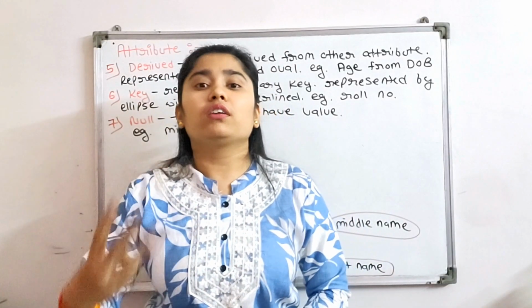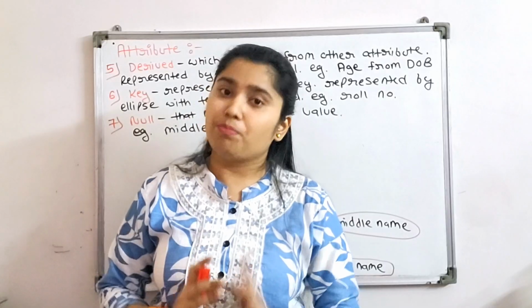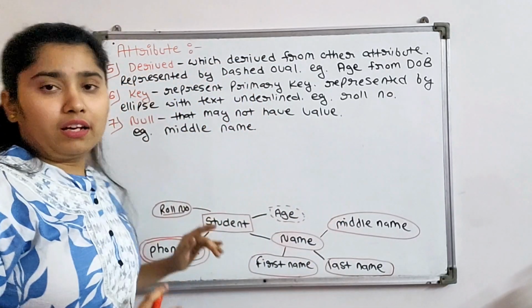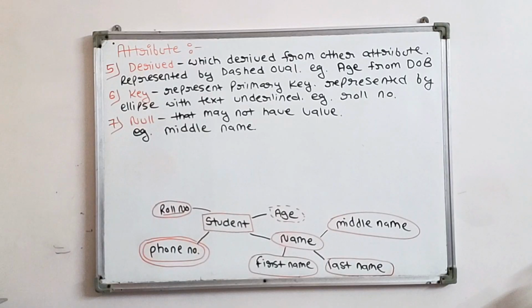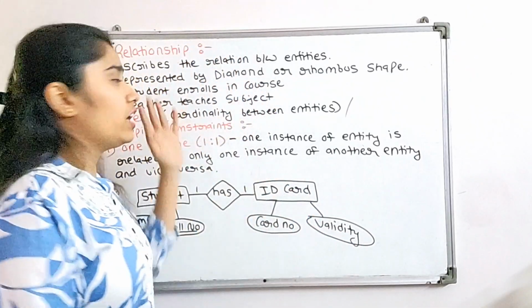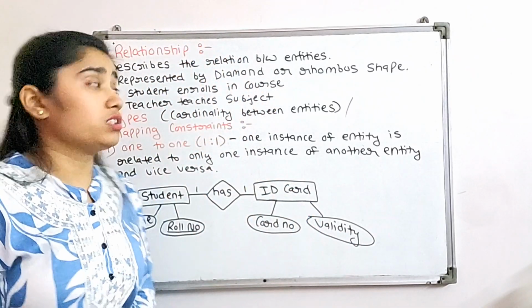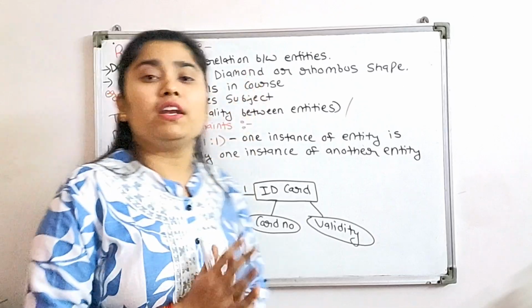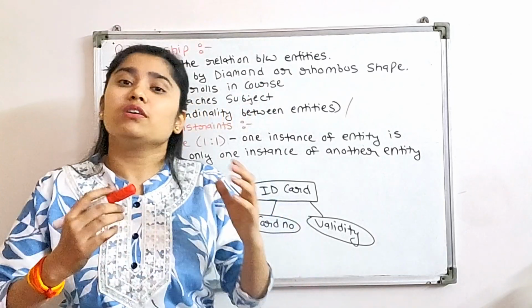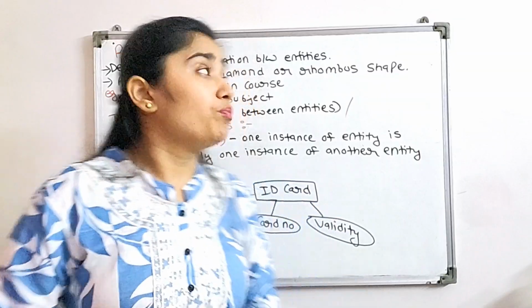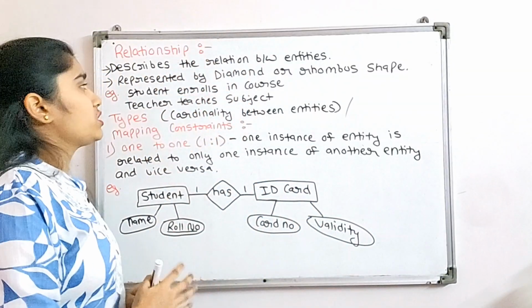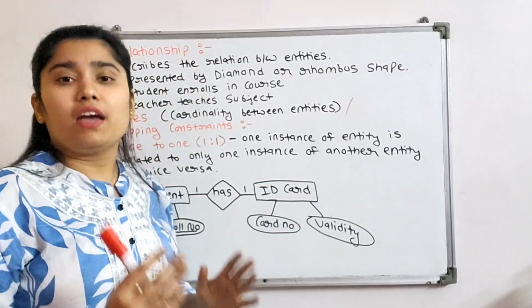Now we will cover the third component, that is the relationship. First take a screenshot or write it down, then we will see the third component, the relationship. What is the meaning of relationship? It describes the relation between entities, or we can say it shows how two or more entities are connected to each other. So the relationship describes the relationship between entities.